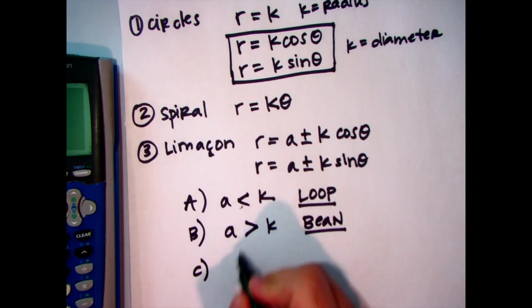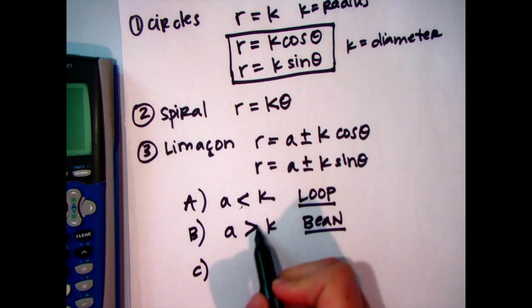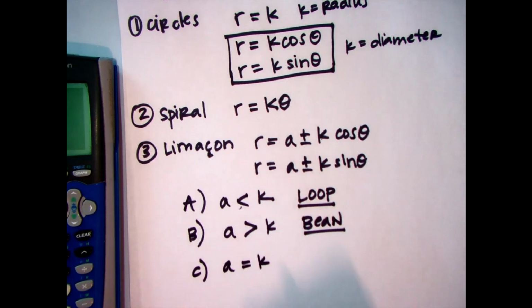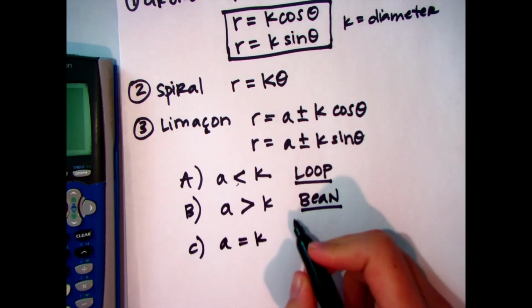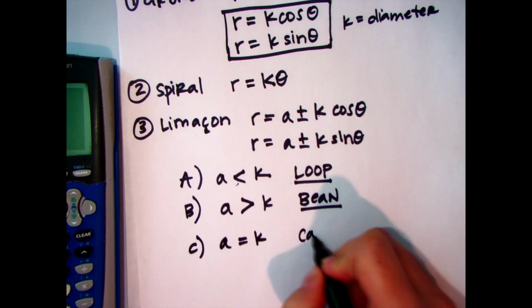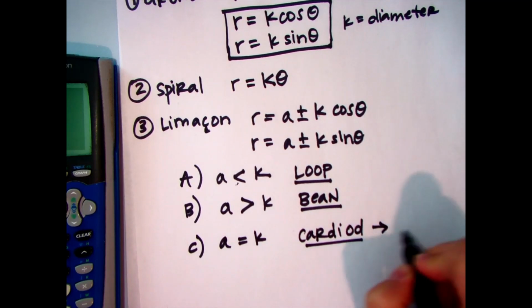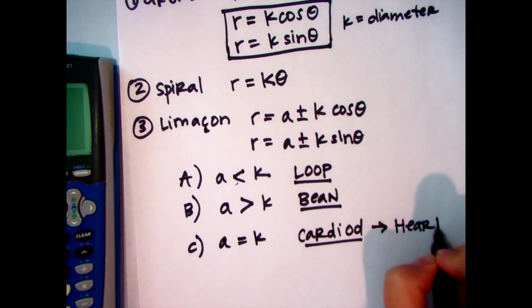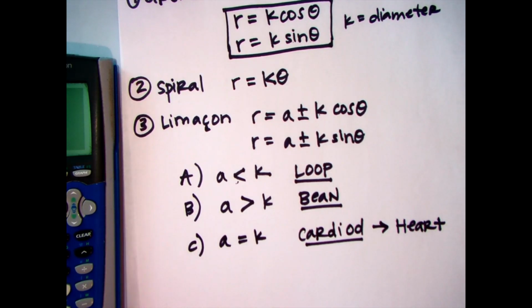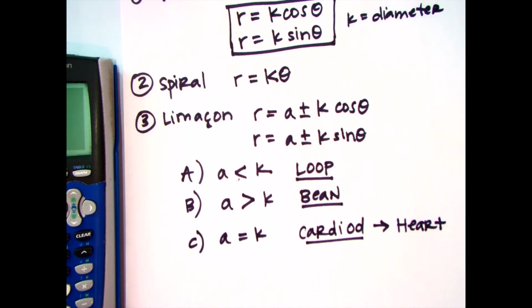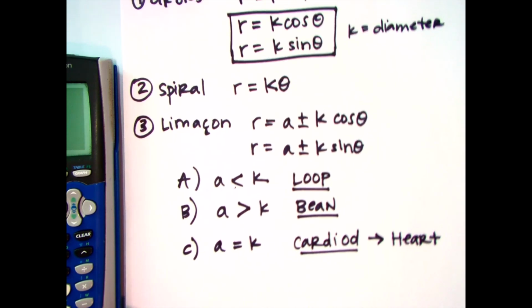All right, and then finally, if a isn't less than or greater than k, the only other option, a is equal to k. When a is equal to k, it's a very special scenario. This produces a cardioid. That word sounds familiar. It produces a heart, a special little heart. So think of this around Valentine's Day. You can send a special little heart Valentine, math nerd style.